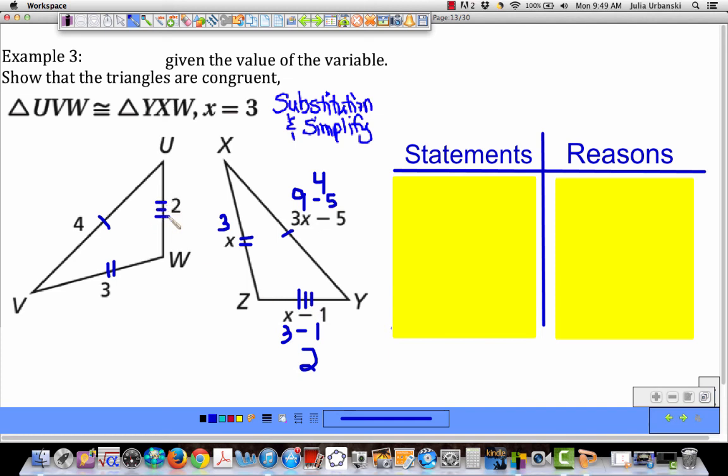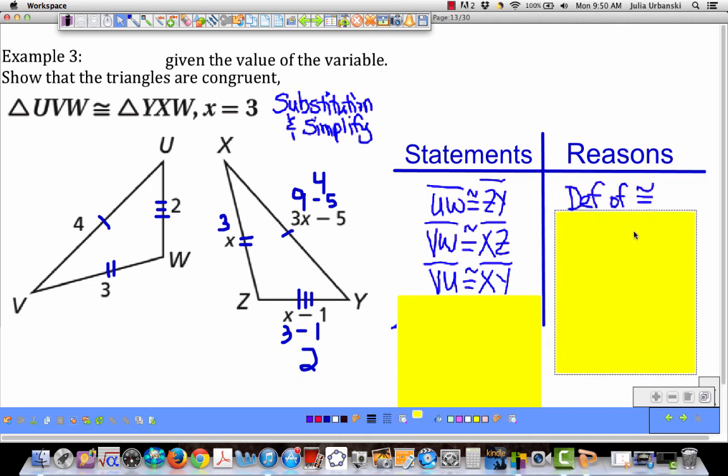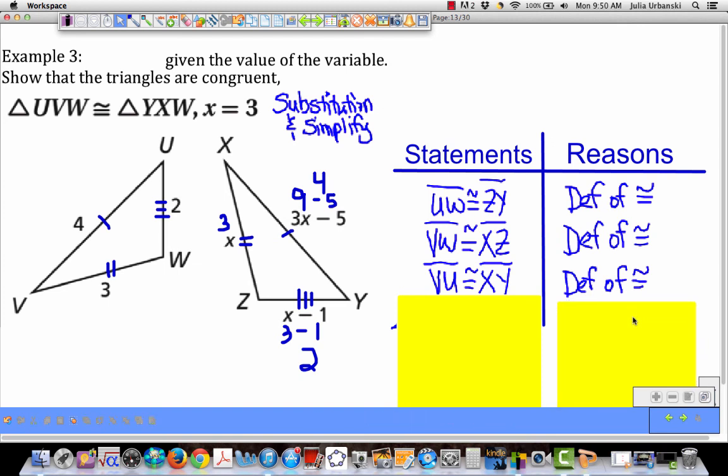So now, you've got all your markings. You just have to write it down as a proof. What we know now is these three things. We know that UW is congruent to ZY because they were both equal to 2. We know that VW is congruent to ZX because they're both equal to 3. And we know that VU equals XY because they're both equal to 4. Why? Because of the definition of congruence. We plugged it in, we substituted, we simplified, we got matching answers.